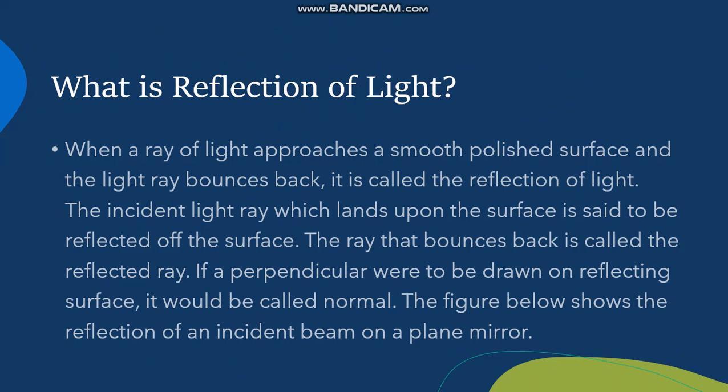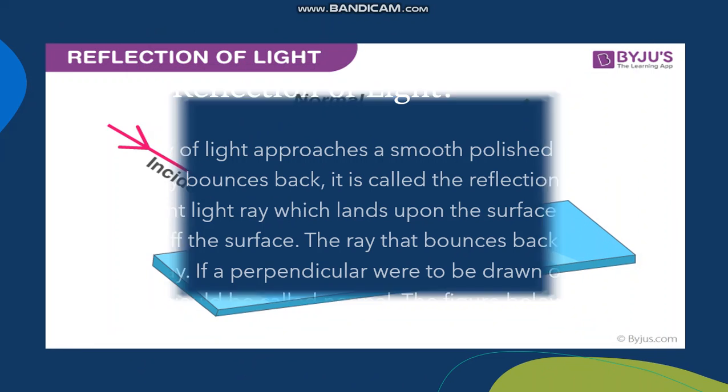What is the reflection of light? When a ray of light approaches a smooth, polished surface and the light ray bounces back, it's called the reflection of light. The incident light ray, which lands upon the surface, is said to be reflected off the surface. The ray that bounces back is called the reflected ray. If a perpendicular were to be drawn on the reflecting surface, it would be called a normal. The figure below shows the reflection of an incident beam on a plane mirror.